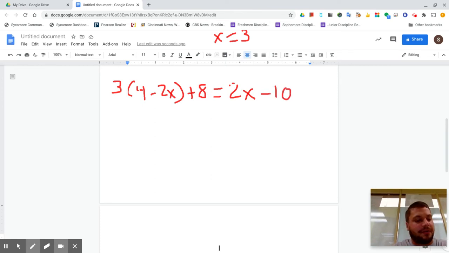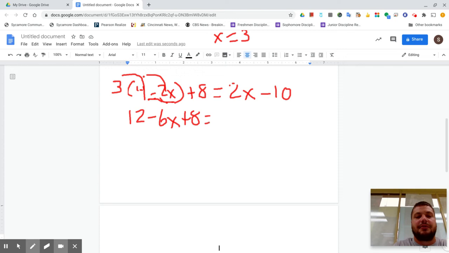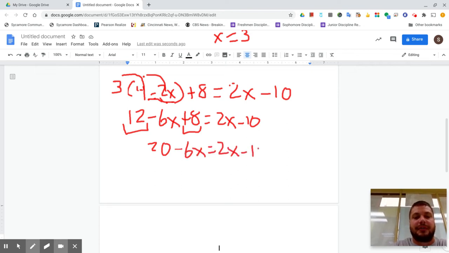Okay, so step 1 of solving an equation first tells me to distribute. 3 times 4 is 12. 3 times negative 2x is negative 6x, plus 8 equals 2x minus 10. All right, so that was distribute. Step 2, combine like terms. I have 12 plus 8, which of course is 20, minus 6x equals 2x minus 10.